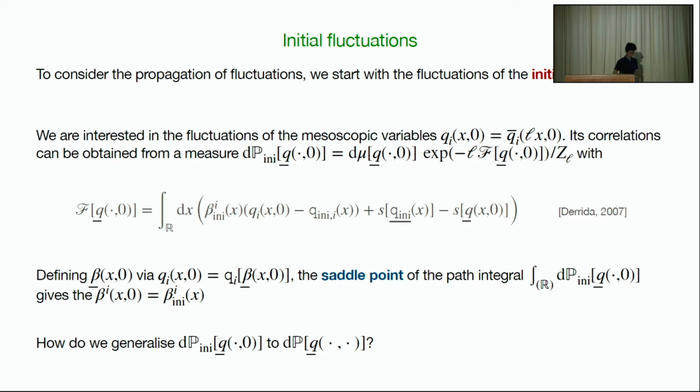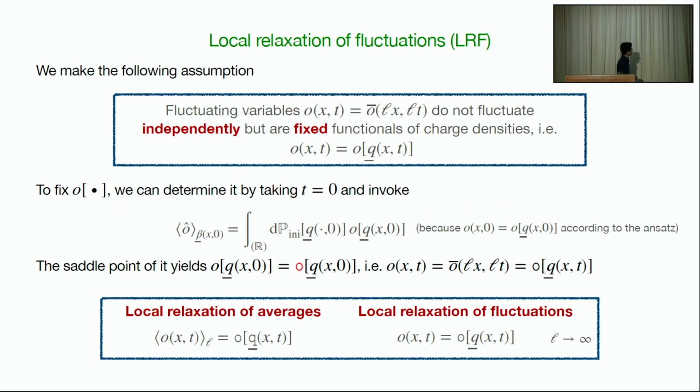So the question is, how are we going to generalize this initial fluctuation measure to the measure for the fluctuations of full-fledged space-time independent charge averages? Again, this is a mesoscopic coarse-grained variable with this macroscopic coordinate. So actually, we don't quite have an answer. In the sense that we don't have a derivation of the statement I'm about to make, but we have a physically sensible reasoning.